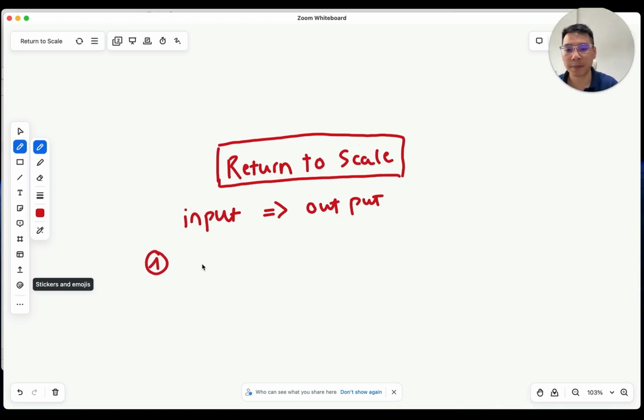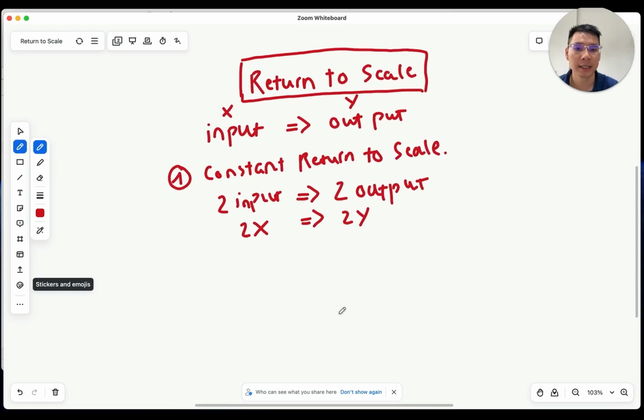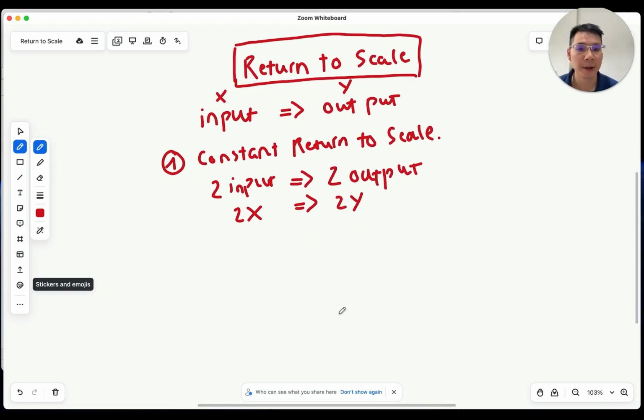The first type is called constant returns to scale. What it means is that whenever you double your input, you're also getting double the output. So in mathematical terms, if you write it as X and Y, X for input and Y for output, the 2X that you're putting in will give you 2Y. That's the representation of constant returns to scale.